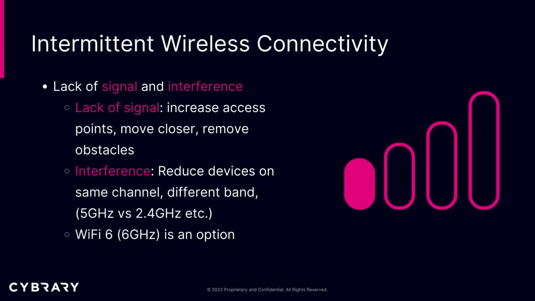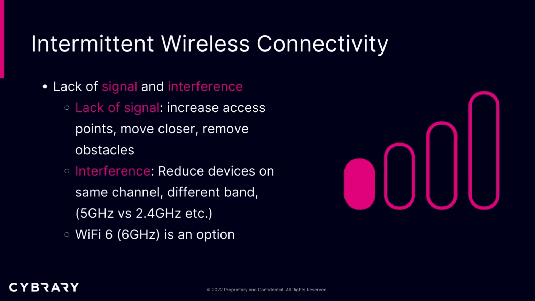Intermittent wireless connectivity. When you have a wireless signal that is intermittent, the two most common problems are a lack of a good signal and interference. Increasing the number of wireless access points for coverage, or moving closer to the access points, can address the lack of a good signal. Interference can be addressed by reducing the number of devices competing on that same channel. In many instances, however, the interference may be coming from external sources like microwave ovens, cordless phones, and other devices that are using that same frequency band.